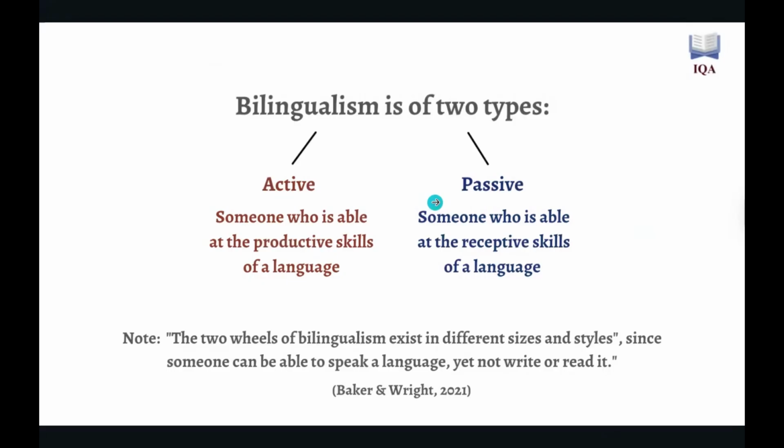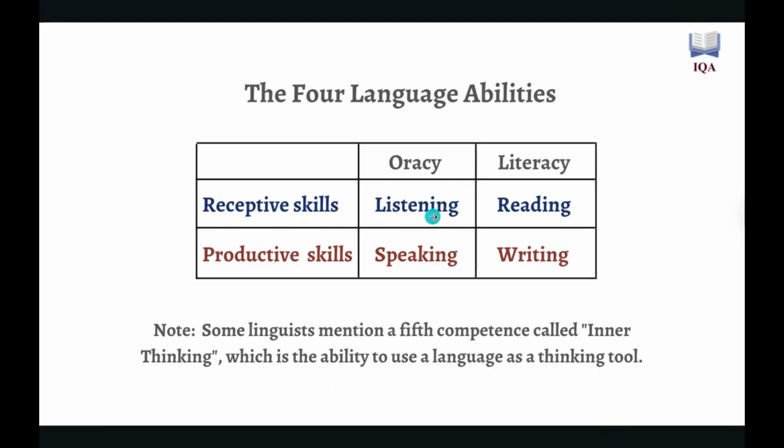But someone who's passive is someone who's able at the receptive skills of a language. Meaning you'll find many people that can understand a language and they can read a language, but when it comes to speaking and writing that language, they're not as good. And in fact, that's usually the norm. Usually people that are bilingual or trilingual will have one language that they're stronger in. While the other language, they might understand perfectly fine and read perfectly fine, but when it comes to speaking, they might find some difficulty, let alone writing.